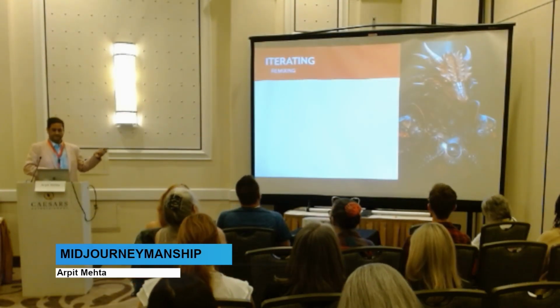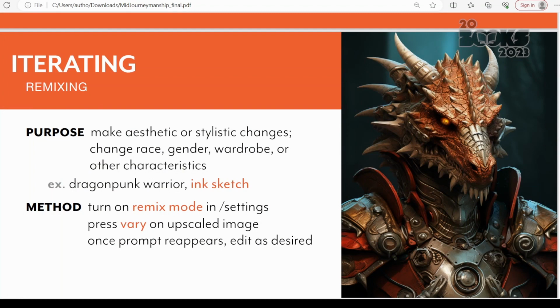So, remixing. So making aesthetic or stylistic changes, changing race, gender, wardrobe, or other characteristics once you have an image that you like. Now, for example, ink sketch is what I want to add on top of the Dragon Punk Warrior. Sorry, I was getting ahead of myself. So you'll go back to settings, turn on remix mode, and then you can press on either very subtle or strong, and your original prompt will reappear, and I'll show that in a second, and then you can edit it however you like.